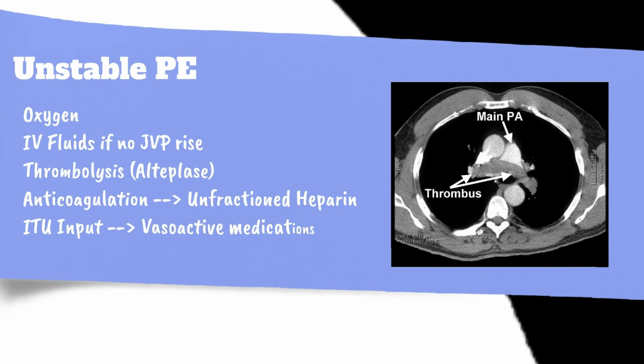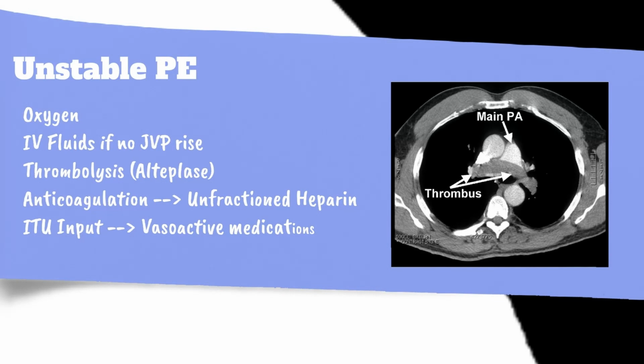And then we talk about primary reperfusion and anticoagulation, as these are essentially going to be the things that fix this PE. So primary reperfusion means giving a medication to break down the clot, which most likely is going to be alteplase, and then anticoagulation after this with an unfractionated heparin.